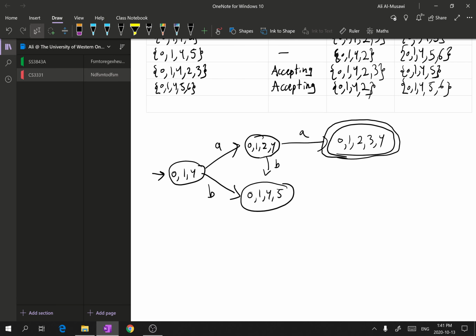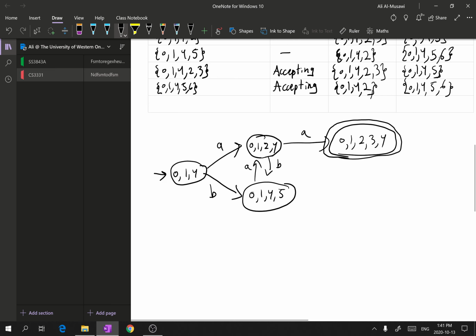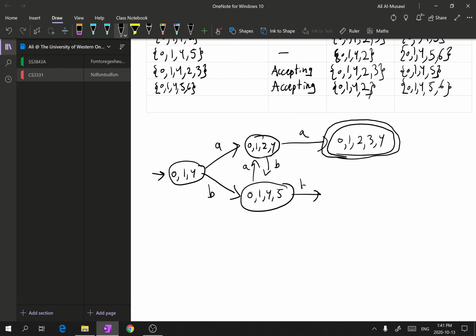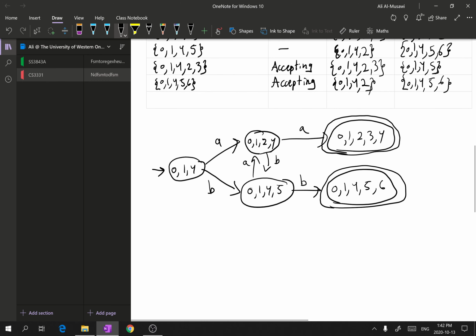The third row has 0, 1, 4, 5. On A, it goes to 0, 1, 4, 2. So I include that. And on B, it goes to 0, 1, 4, 5, 6. I have to create a new state here: 0, 1, 4, 5, 6. Okay, and that finishes the third row.